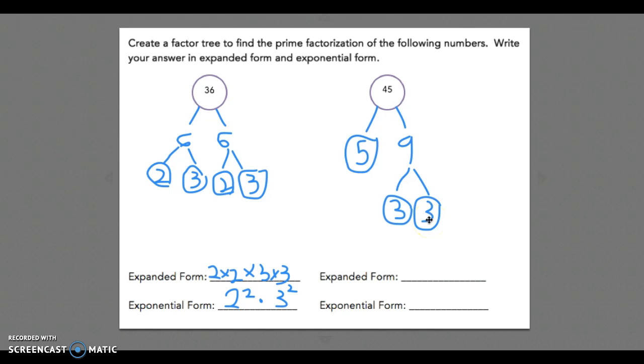In expanded form, I'm going to start from least to greatest. So it's 3 times 3 times 5. And again, you'll notice I've used both dots and multiplication symbols. You can use either to show multiplication. Exponential form would be 3 squared, 3 is my base number, and there's 2 of them, times 5.